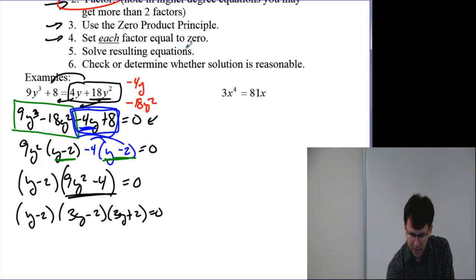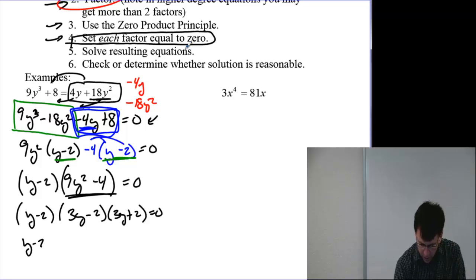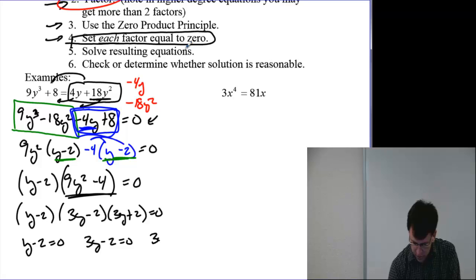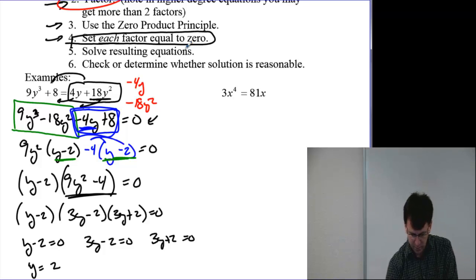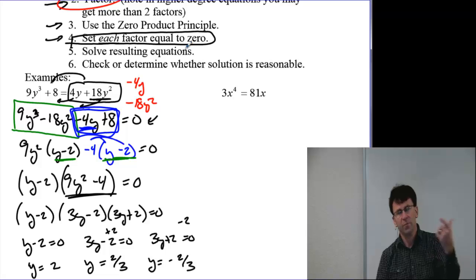Now I have it in a factored state, and it says here, set each factor equal to 0. So let's do it. y minus 2 equals 0, 3y minus 2 equals 0, 3y plus 2 equals 0. At the end of the day, y equals 2. Now on this one, I'm going to add 2 to both sides, and then I'll divide by 3. Take your time with it if you need more time, but it will end up being 2/3, and this one will end up being a negative 2/3, because when I subtract 2 on this one, I'll add 2 on that one, and then divide by 3.